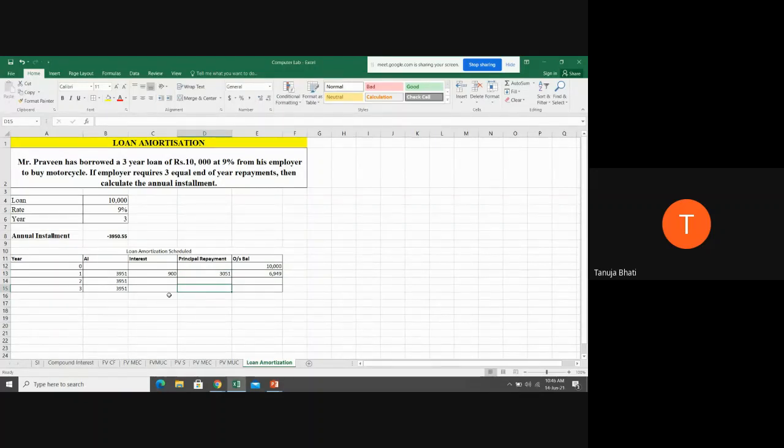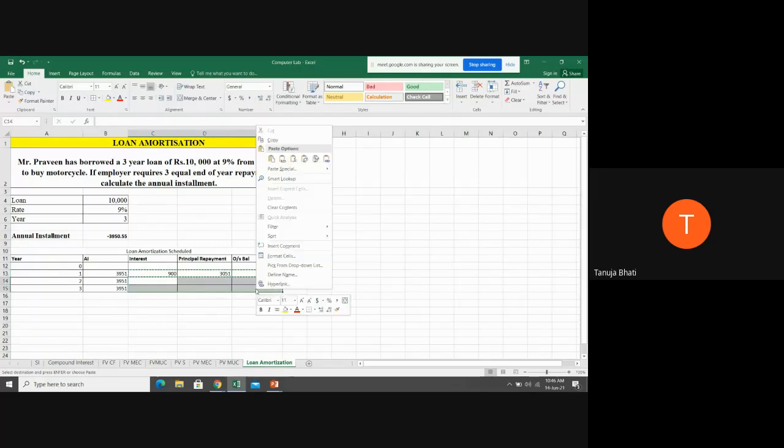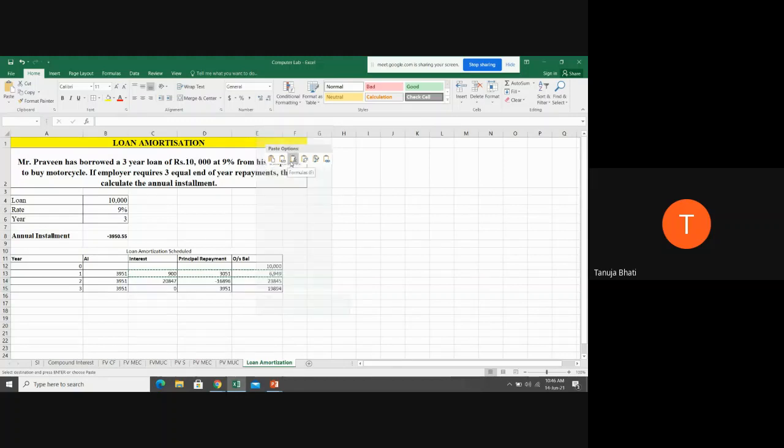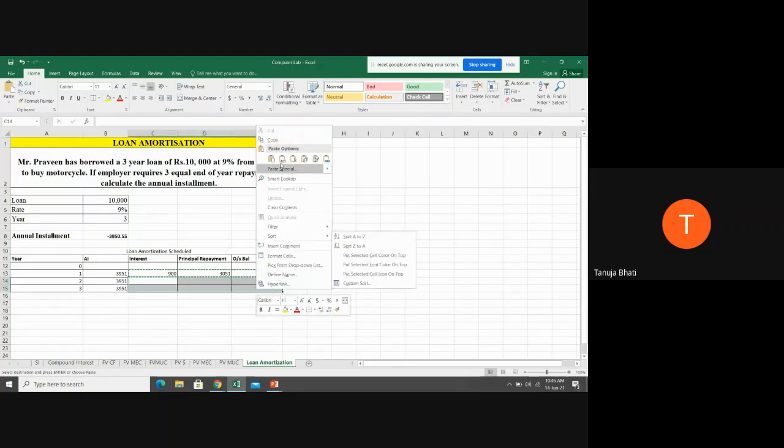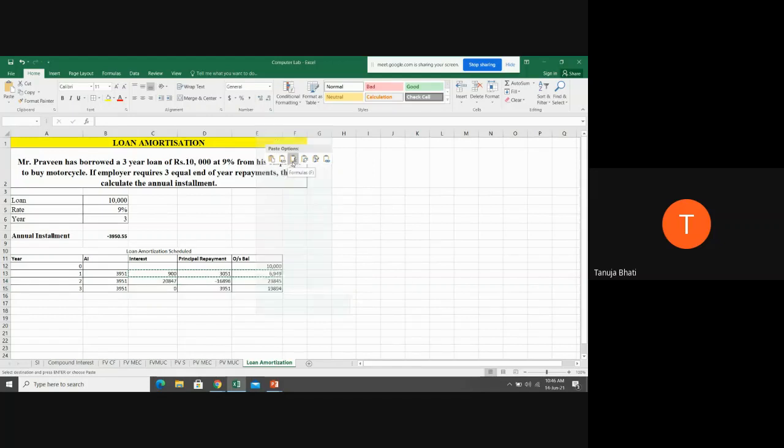Do I need to do it individually for every year, or does Excel give me a function that I can directly copy paste? I will copy this entire thing, students, and paste here. I will right click. After right clicking, there is a third option in paste. I'll show you, the third option here is paste the formulas. So I'll click on paste the formulas.